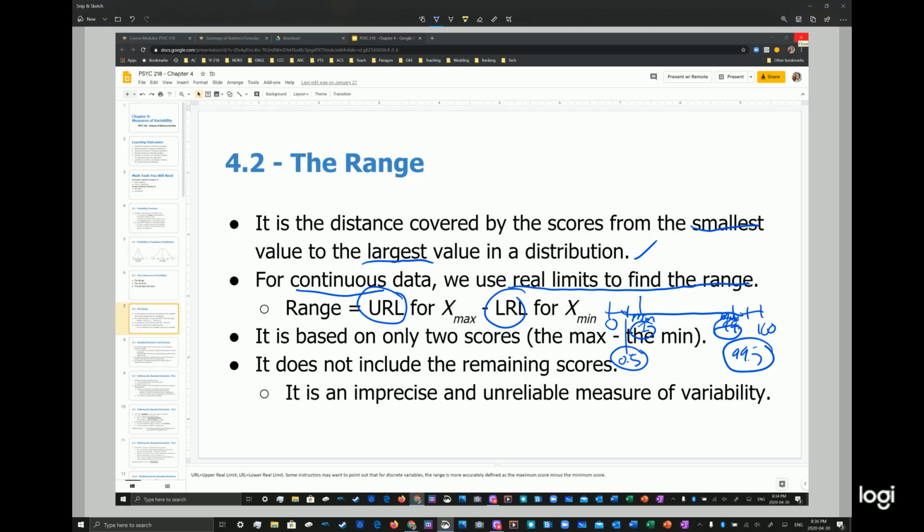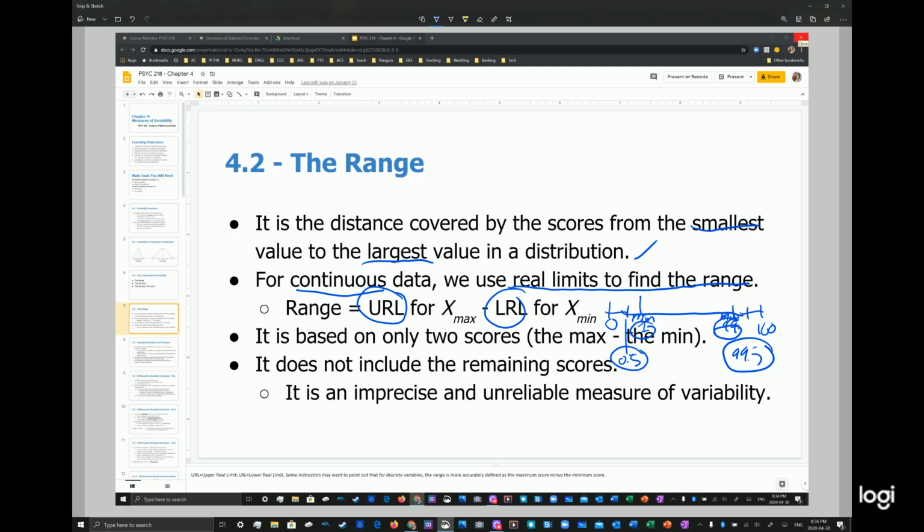And make sure you know, okay, for real limits, I have to know the interval size, or the size of the interval between each point in the x-axis, and then half that distance would give us our upper and lower limits depending on the direction. Upper towards the positive direction, lower in the negative direction.